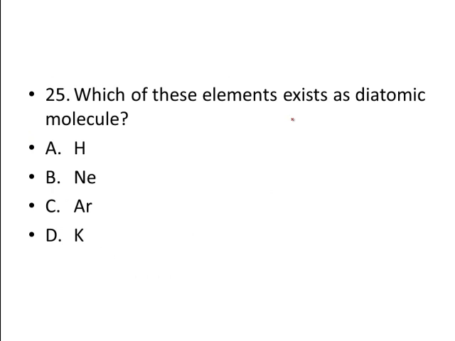Number 25. Which of these elements exists as diatomic molecules? Is it hydrogen, helium, argon, or potassium? First of all, potassium usually forms a cation. Someone that forms a cation is very unlikely to make a diatomic molecule, which is about sharing. That's a covalent bond. Hydrogen is a good candidate.